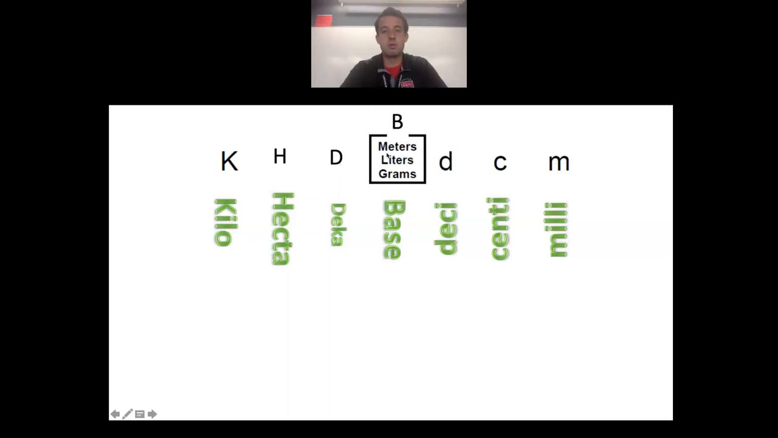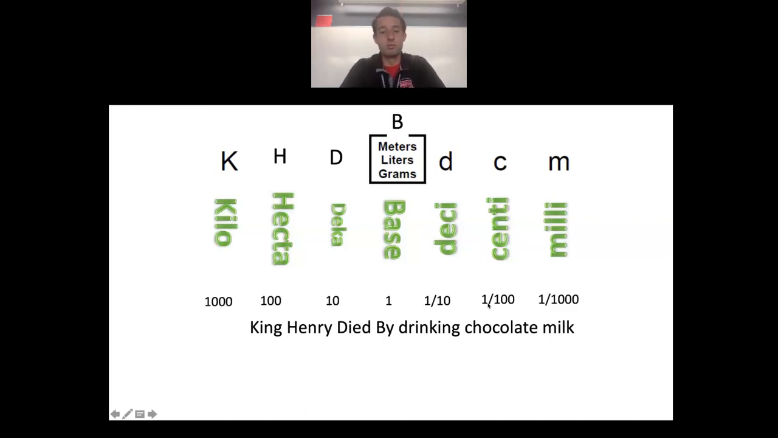So let's say, for example, meters. Decameters is 10 meters, hectameters is 100 meters, and kilometers is 1,000 meters. You can remember these different scientific measurements with the abbreviation King Henry died by drinking chocolate milk. So that's a little acronym we have for you.